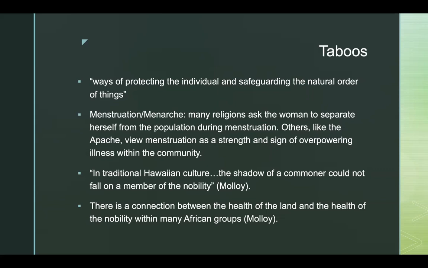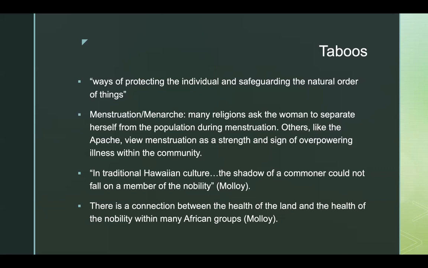One taboo is the menarche, menstruation. Many religions ask the women to separate from the population during menstruation. This is even in the Jewish tradition as well. In the Bible, women were separated during menstruation. The idea from that perspective is that once they return, they were to be fruitful and multiply. So there's a positive element to the Jewish tradition.